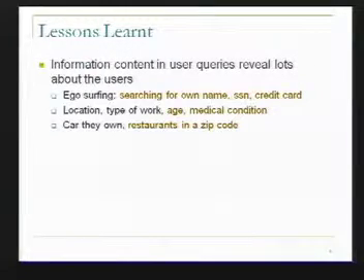Okay, so what are the lessons learned here? The information contained in the queries itself is enough to identify the user. For example, ego surfing, searching for your own name. A lot of us want to find out how famous we are, right? So we search our own name to see how many pages we are in, etc.